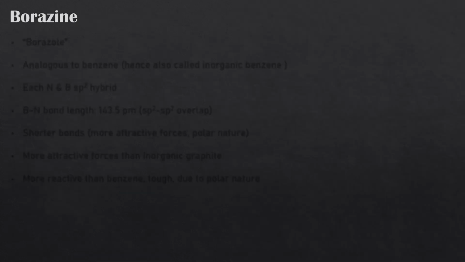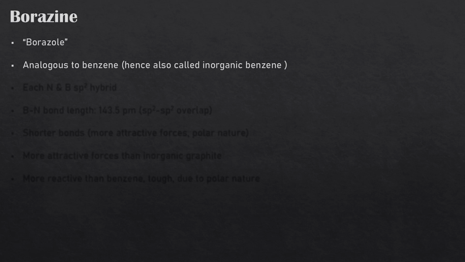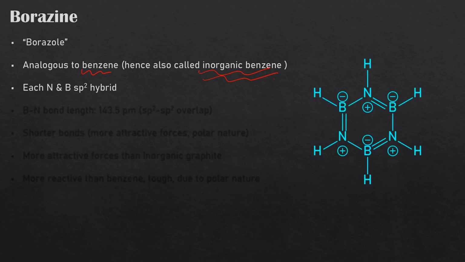Now going to the next molecule, which is borazine. This is sometimes also called borazole, or because of its structural similarity with benzene, many times we call this compound inorganic benzene. Here again, every atom is going to be in sp2 hybridization. There's the structure. So all the atoms are forming 3 sigma bonds and 1 pi bond.